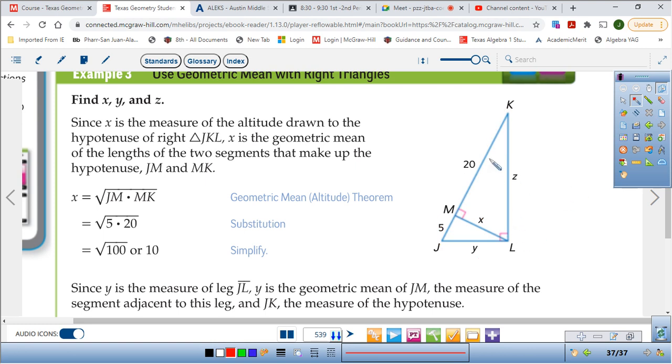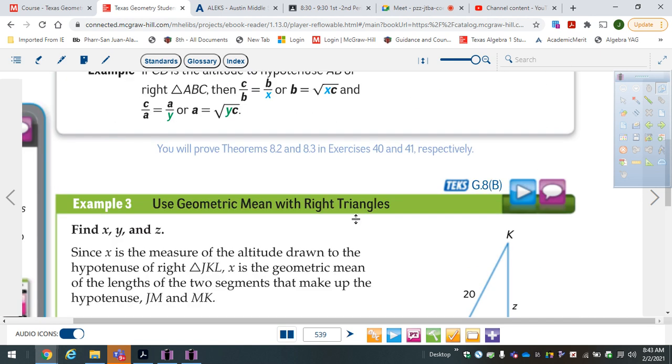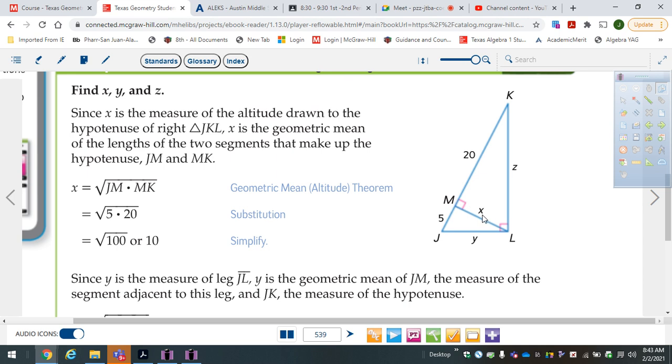Okay, so they're going to say here, find X, Y, and Z. So X is right here, the altitude. Now, if you remember back going over here to the altitude, the middle one is equal to the geometric mean of both of these. So that's the middle one here. So we're going to go with X is equal to the geometric mean of 5 and 20. And there it is.